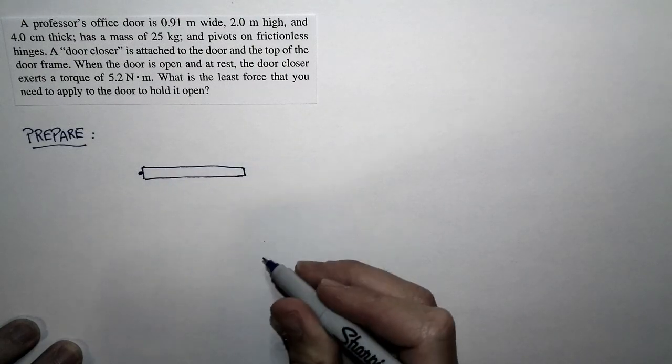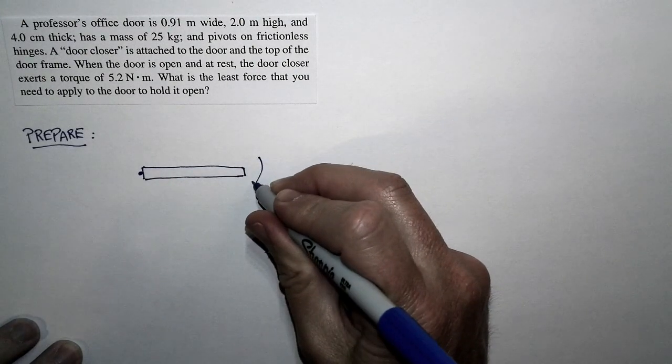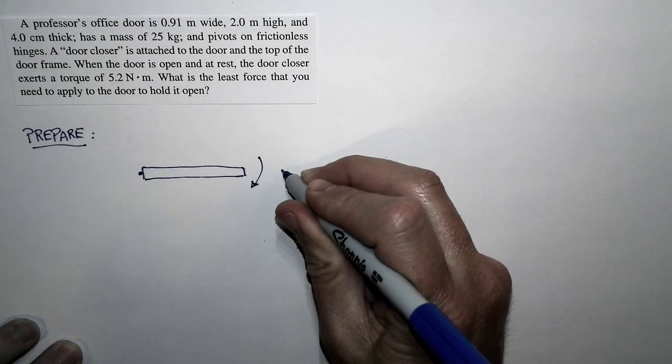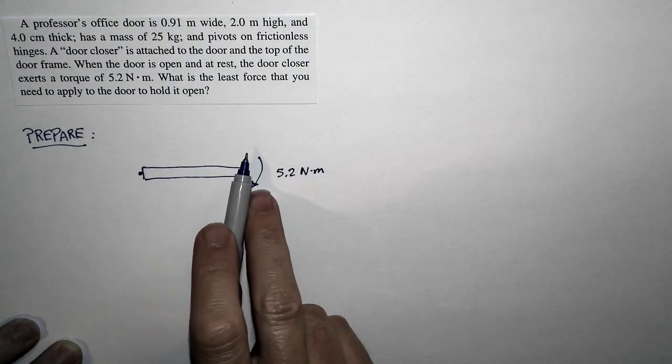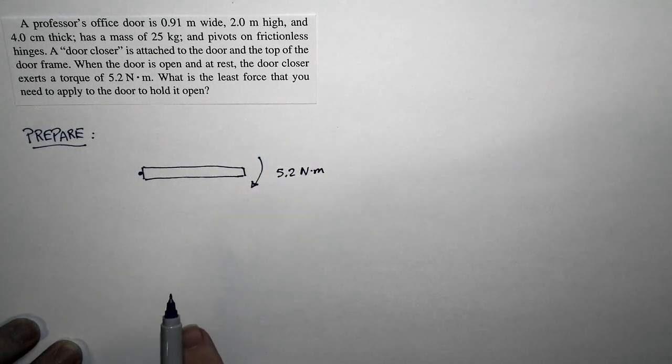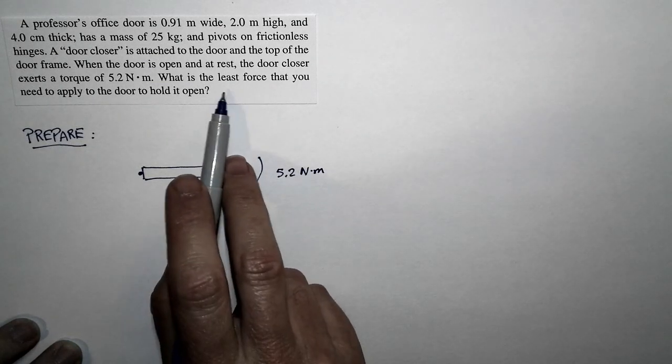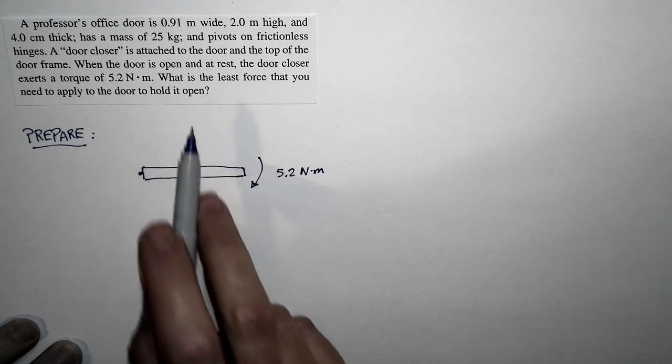And we're told that there's a door closer, and the door closer is applying a torque of 5.2 Newton meters. And I'm going to draw the direction of the torque like so. The door closer is trying to make the door move this way. What is the least force that you need to apply to the door to hold it open?